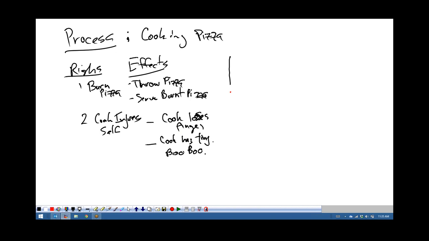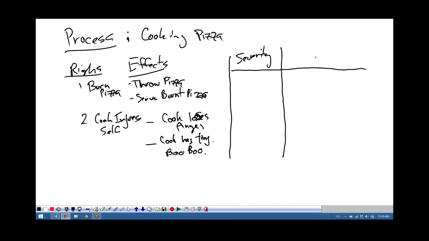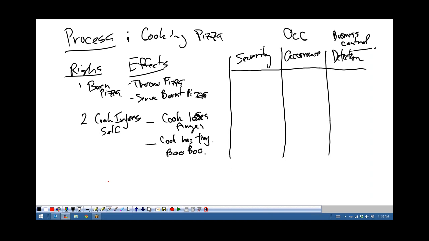Okay. So for each of these effects, what I'm going to do is score it on three things. I'm going to score it on how severe it is. We call that severity. I'm going to score it on how likely it is. I call that occurrence, OCC, just so that we know that. And I score it on detection. I'll get to this one in a second, but I like to think of this as business control. So I score it on severity, occurrence, and business control.